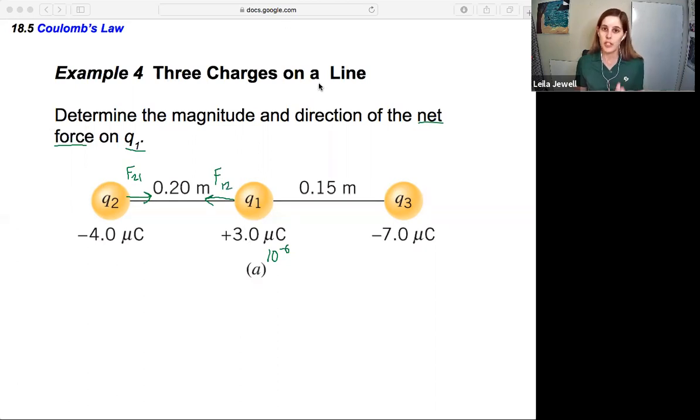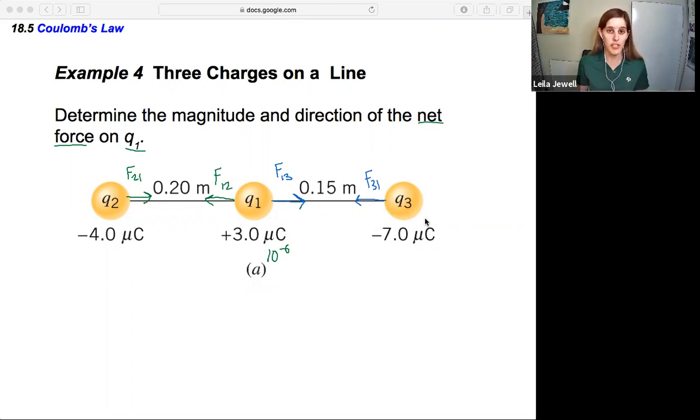But we can do the same thing with Q1 and Q3. So let's take a look. Q1, Q3, we have a positive charge and a negative charge. So what will the type of force be between them? Well, it's once again going to be an attractive force. They're drawn to each other because they are opposite charges. So we could write it out that Q1 feels a force towards Q3, which we could write as F13. And Q3 feels a force towards Q1, so F31.